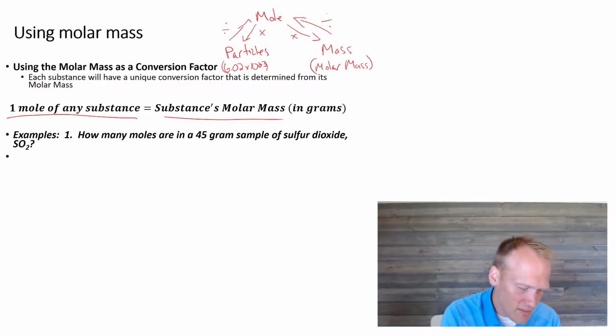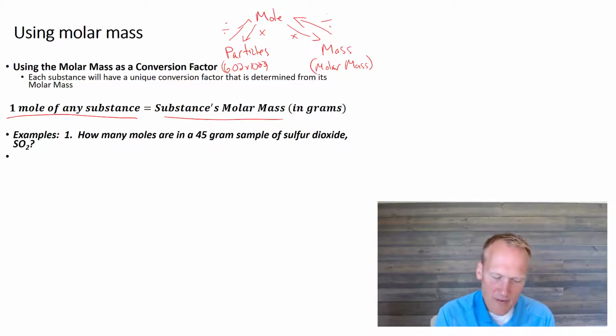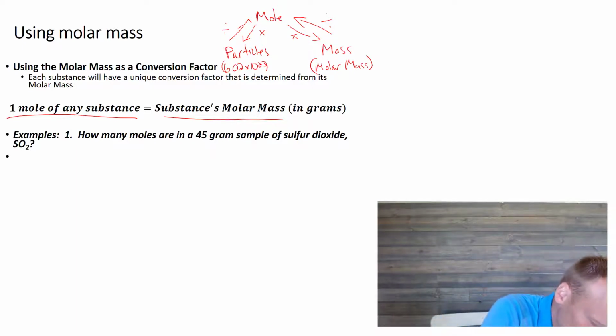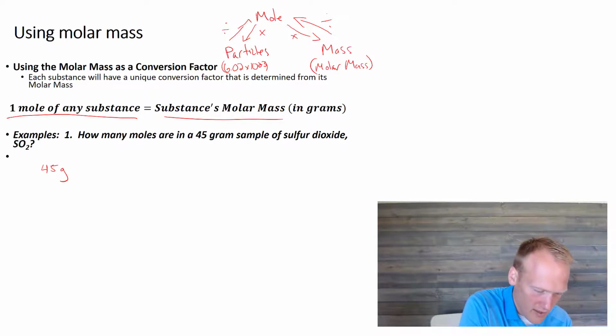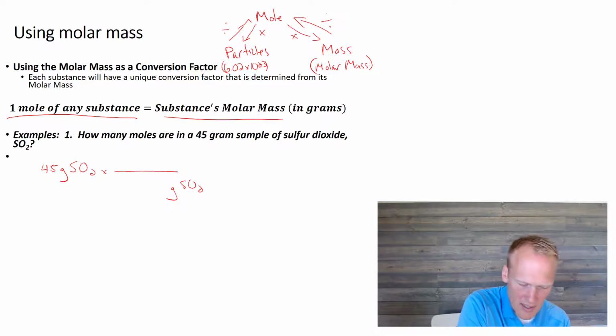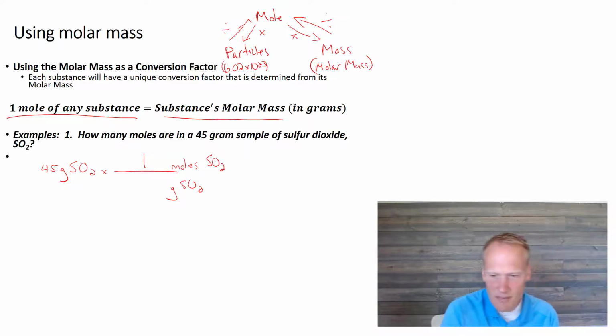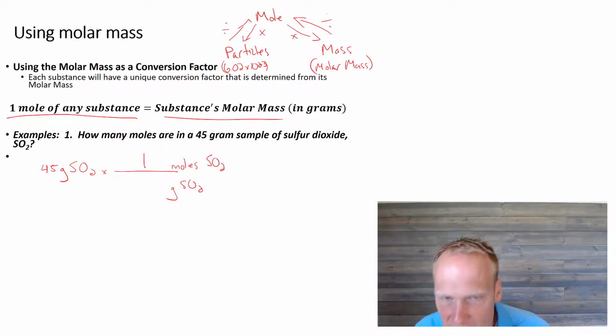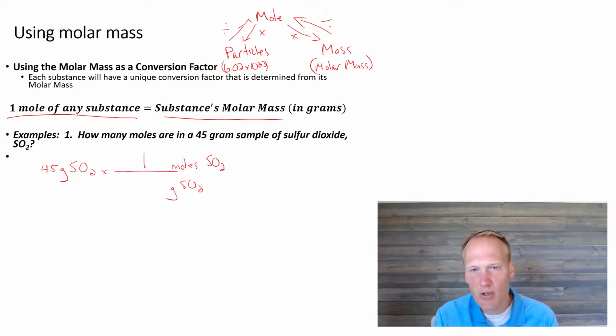So look down here at the bottom. How many moles are in a 45-gram sample of sulfur dioxide? Well, our given is 45 grams. Sulfur dioxide is SO2. And we have grams at the bottom because it's the unit we're trying to cancel out, and we're looking for moles. So 1 mole of SO2 is equal to how many grams? The way we would find that is we'd have to find the molar mass.